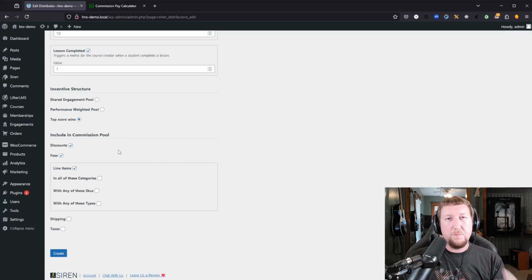Fees usually work with memberships and things like that. So, for example, with WooCommerce subscriptions, you can actually pay a sign up fee or something like that. Typically, I recommend that's ticked regardless of if your plugin supports it or not, just so that in the future, whatever your e-commerce solution is, if it happens to ever start supporting fees, you're ready for that and you're prepared for that. Next up is line items.